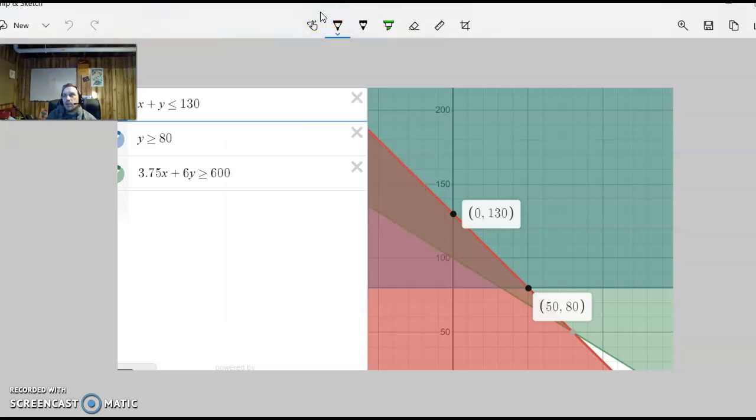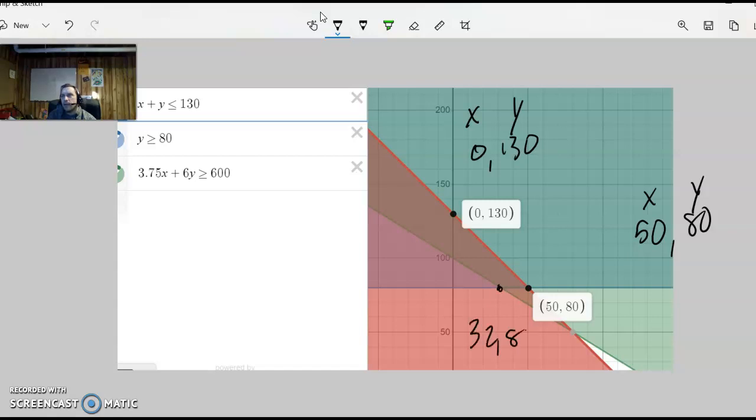We have 0, 130, so this means I have 130 burritos and 0 tacos. 50, 80 means I have 50 tacos and 80 burritos. This point right here, I think that was 32, 80, right? That's 32 tacos and 80 burritos, and I still make more money. And then right here, this point is 0, 100. So that would be 0 tacos and 100 burritos, and I make exactly $600 if you know your math.